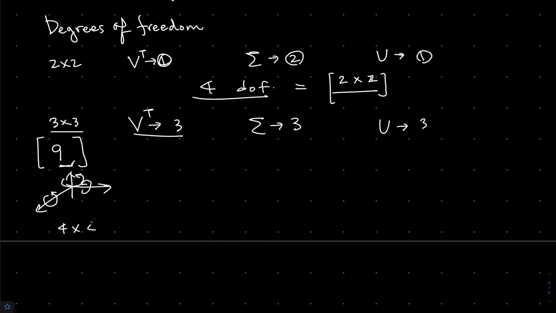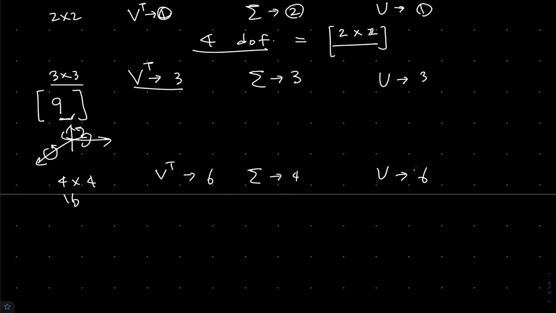What happens for a 4 by 4 matrix? The sigma will have 4 degrees of freedom, which means V transpose and U together must have 6 degrees of freedom each, because there are 16 elements. So we can infer that for a four-dimensional rotation space, we will have 6 degrees of freedom for the rotation. It's very difficult to picture, but let's just agree that that will probably hold up.